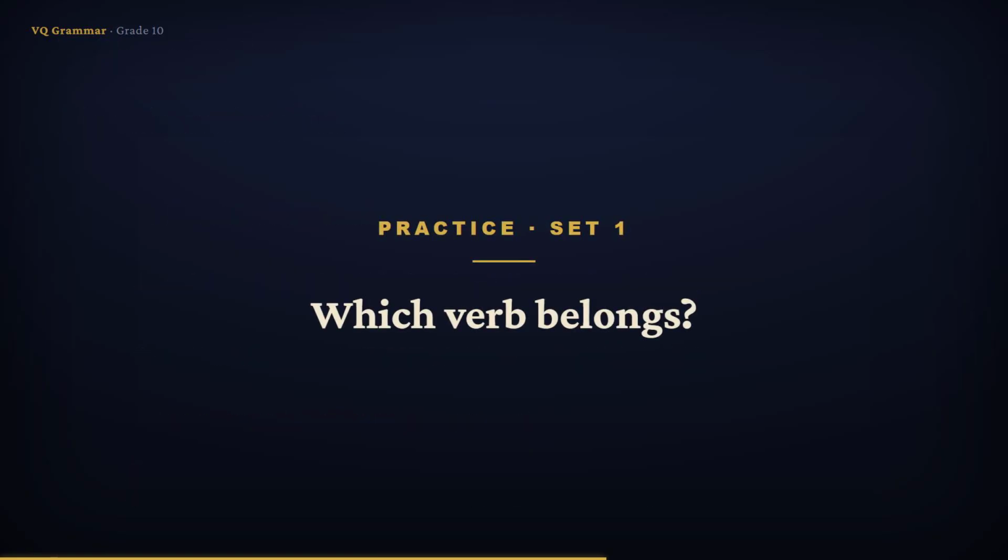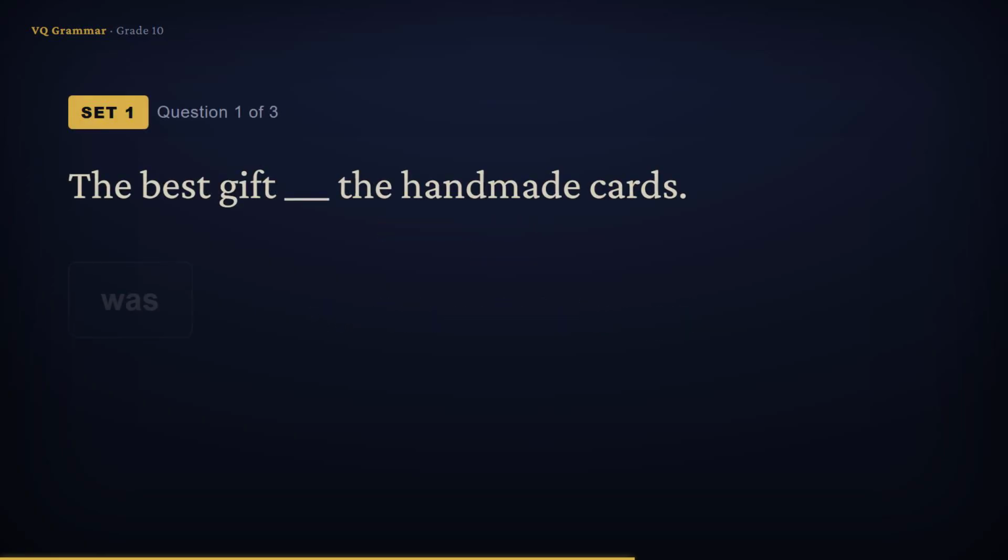Time to practice. In this first set, I will give you a sentence with the verb missing. Find the subject first. Remember, it comes before the linking verb. And let the subject choose. Pause the video and decide before I reveal each answer. The best gift, blank, the handmade cards.